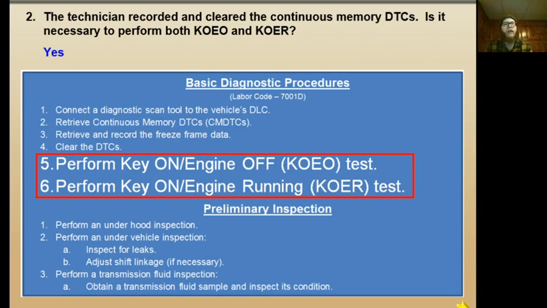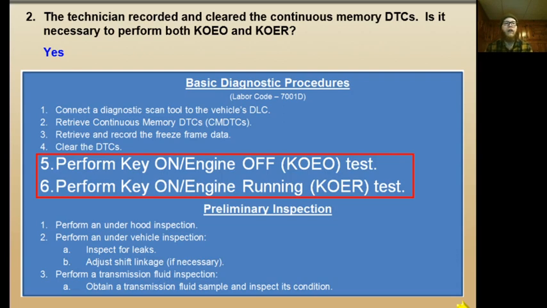This key on engine running test is going to show us things that are mostly affected by the actual functionality of our hydraulic, our electronic, our electromechanical devices that are inside the transmissions and transaxles. And what we're looking for is, does the code come up for both key on engine off and key on engine running? If it does, then it's almost guaranteed to be an electrical failure.